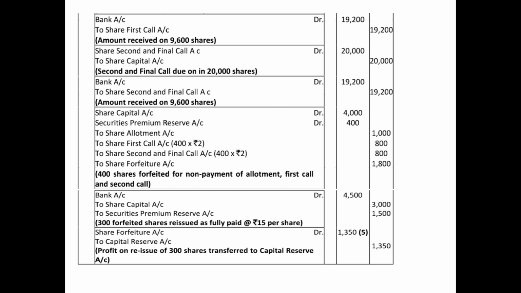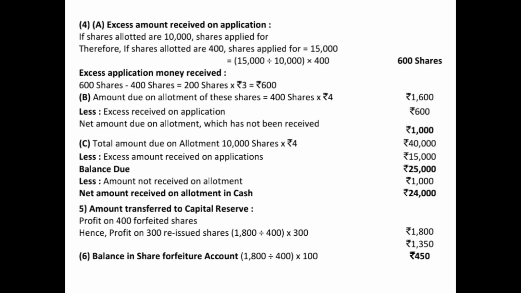Now just to look at its working note, you can see note number 5. If profit on 400 forfeited shares is 1800, then profit on 300 reissued shares will be 1800 divided by 400 into 3, that is 1350. So the entire amount of 1350 will be transferred to capital reserve because nothing out of this is adjusted or utilized towards reissuing the shares at a discount, because shares are reissued at a premium.